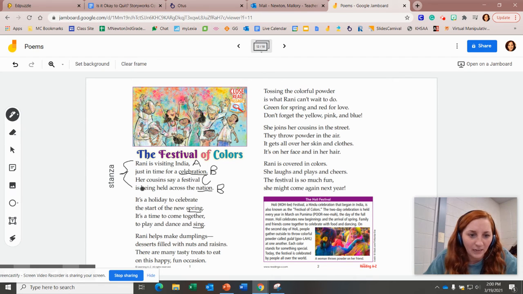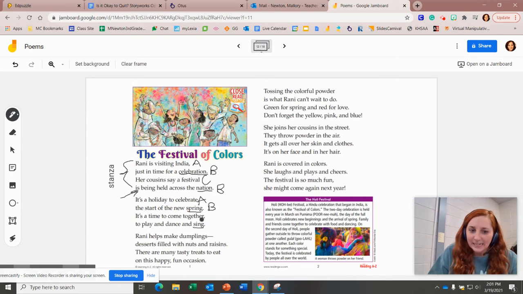Okay, so we're at our new stanza. I know this because there is a space right here. Just like with paragraphs, you make a space. It's a holiday to celebrate, so we need to start over with our alphabet and label it A. The start of the new spring. Spring does not rhyme with celebrate, so we're going to label it B.